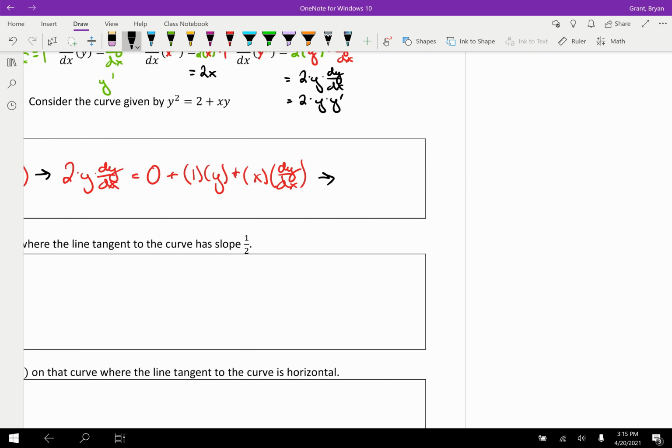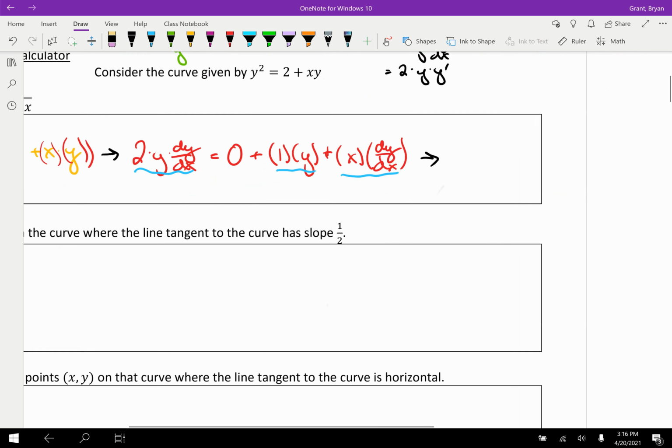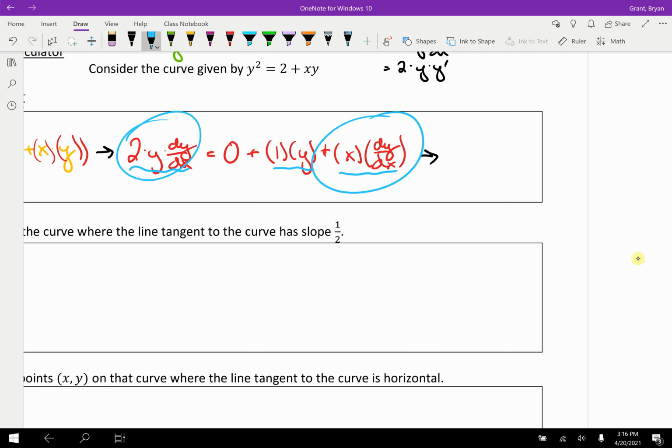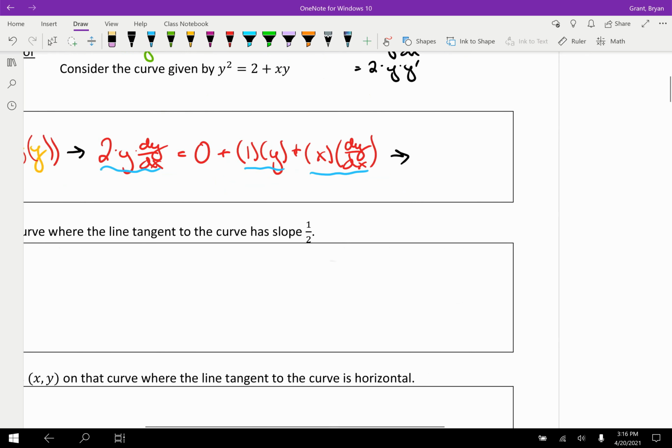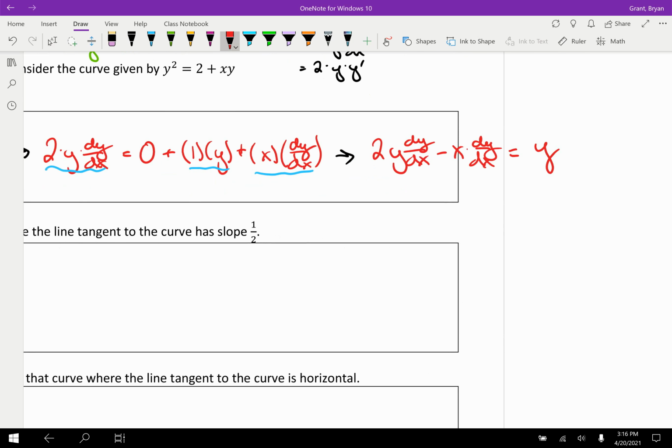I see 3 terms here. I see a first term, second term, third term. Our end goal is to show this, which means somehow they isolated dy/dx on the left side. So I suggest we take the 2 terms with dy/dx and move them all to the left side. One of them is already on the left side, so let's subtract this one on the right. And so I think that's going to give us 2y dy/dx, the one that was already there, minus x times dy/dx equals, and on the right side, 1 times y is just y.